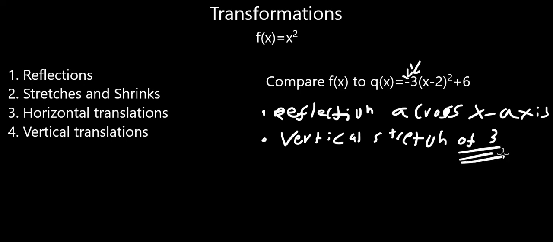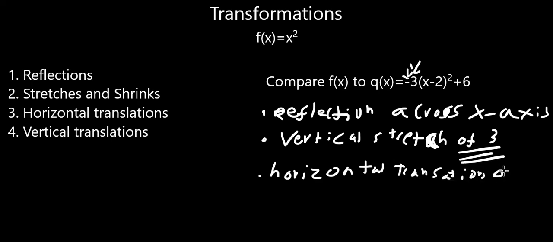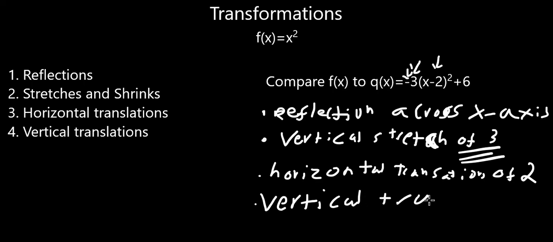That's very important. We always have to make sure that we're telling our audience what the vertical stretch or shrink is of. Next, there is a horizontal translation of 2, because we are subtracting 2 here. And finally, there is a vertical translation of 6, because of this 6 here.